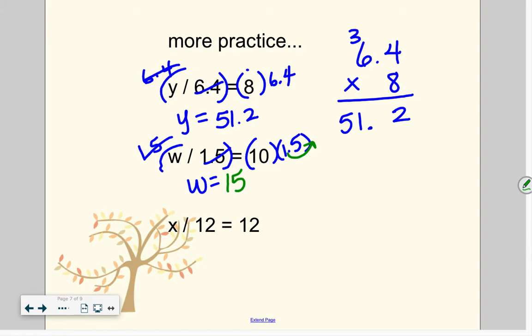X divided by 12. The opposite of dividing by 12 is to multiply by 12. So multiplying and dividing cancel. X is going to equal 12 times 12, which is 144. 144 divided by 12 is 12. Questions on those?